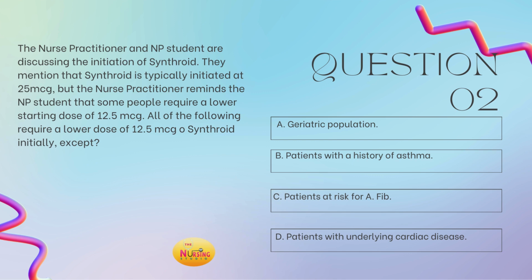C, patients at risk for AFib. Yes, we do want to start at 12.5 mics with them. And then D, patients with underlying cardiac disease. We also start at a lower dose of 12.5 micrograms, okay?